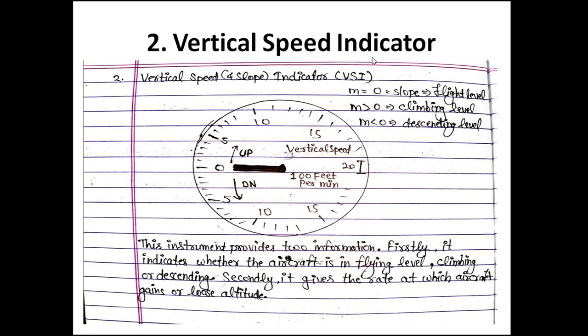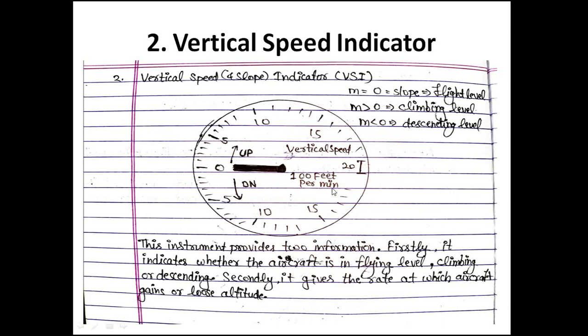Secondly, it gives the rate at which the aircraft is climbing or losing height, or descending. For example, m equal to 0 equal to slope, it shows the slope. It means it is in level flight. If this meter indicates 0, it means your aircraft is flying level.